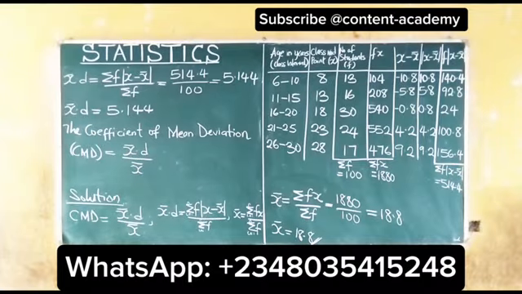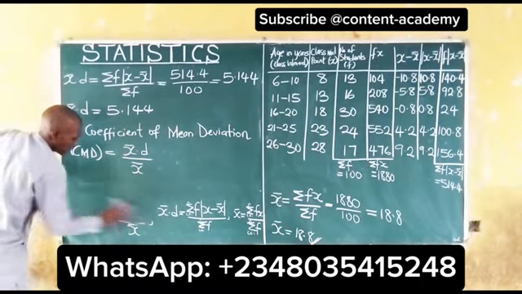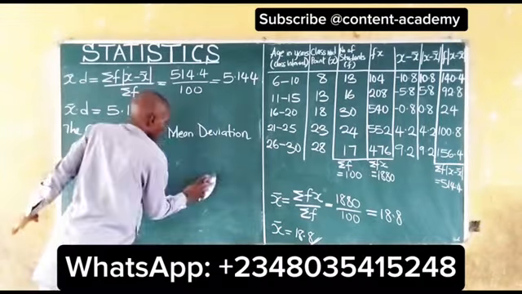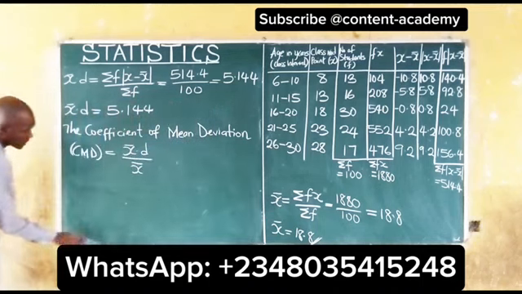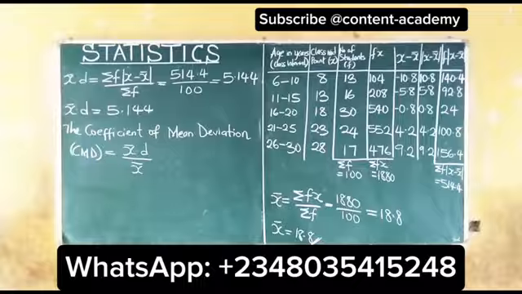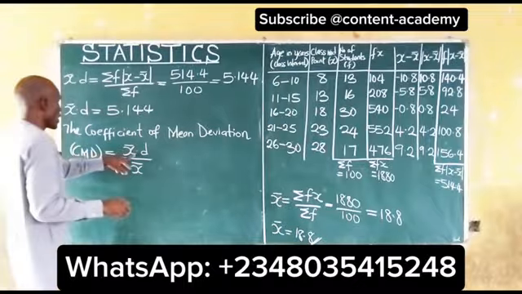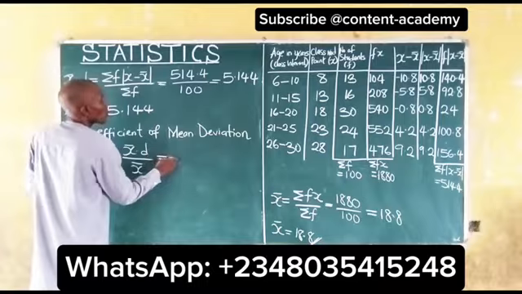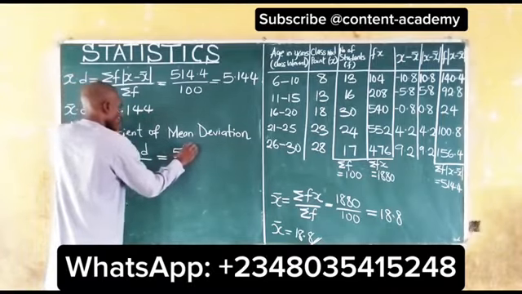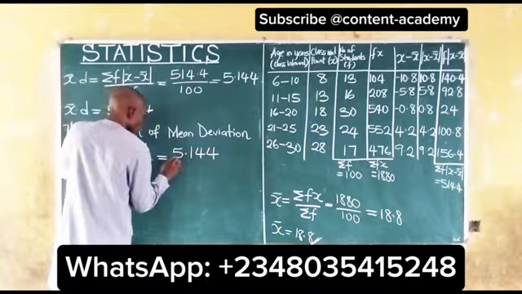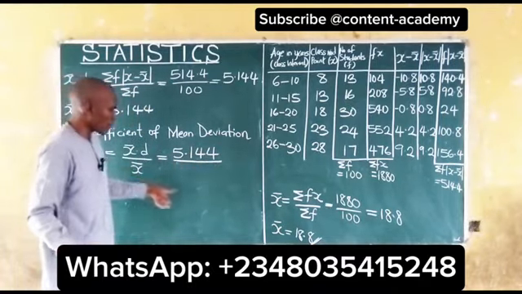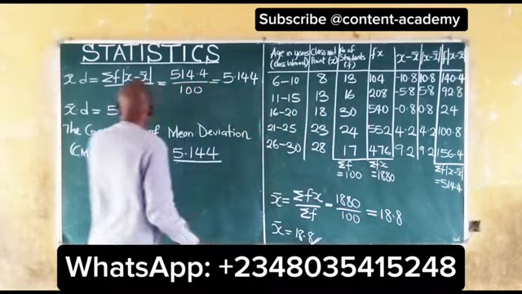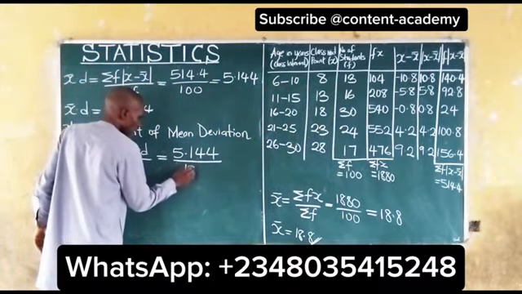So we have to delete this part of the board. So here we have the deviation divided by x bar. We have the deviation to be equal to 5.144 divided by, what is our x bar? We want our x bar to be 18.8. That is how the coefficient of mean deviation is calculated.